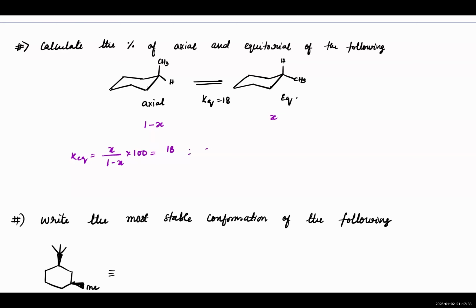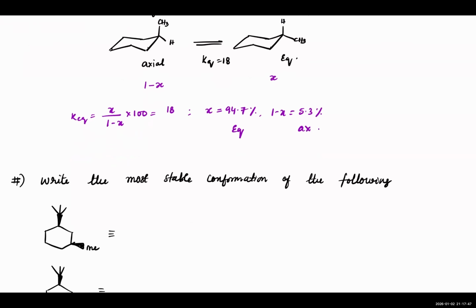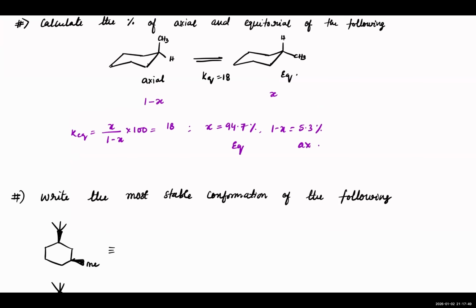So as you solve it here, you will get x as 94.7%. Clear? 1 minus x, which is axial, is 5.3%. So this is the equatorial form. This is the axial form when you have a methyl group. All of you understood this point?